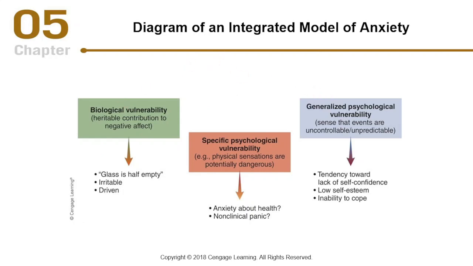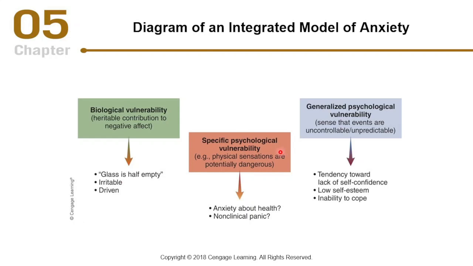So, let's look at it in a more visual manner. Biological vulnerability. So, the person would have a genetic predisposition to a negative affect. Of course, that would make the person look at situations as, ayan, the glass is half empty. So, yan, lagi siyang irritable and then pwedeng driven din.